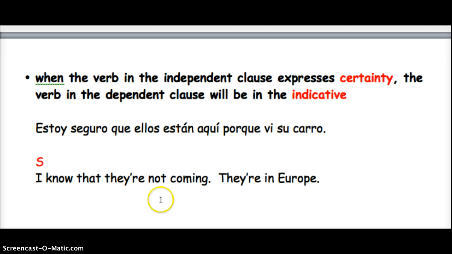I know that they're not coming. They're in Europe. So what's before the K? I know. I know implies certainty. So what comes after the K is going to be in the indicative. Sé que ellos no vienen. Vienen in the indicative because you know. Están, or ellos están en Europa.